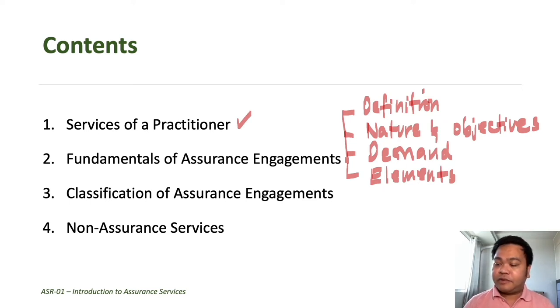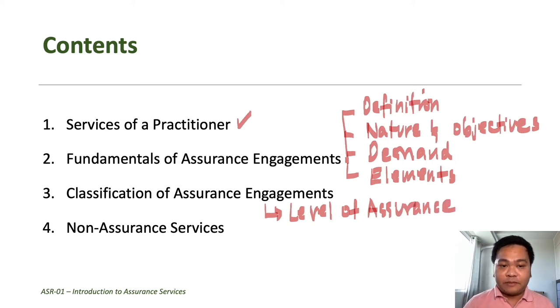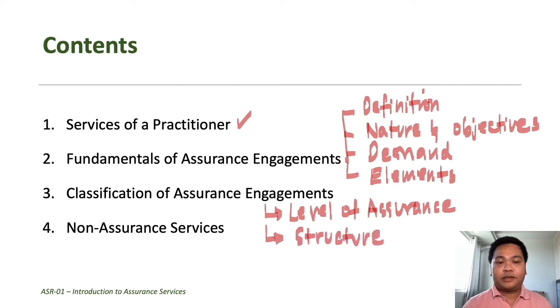And then next, we will also cover the classification of assurance engagements. Assurance engagement can be classified as to level of assurance provided by the CPA, and also as to structure. So finally, we will also cover the limitation of assurance services under this item.